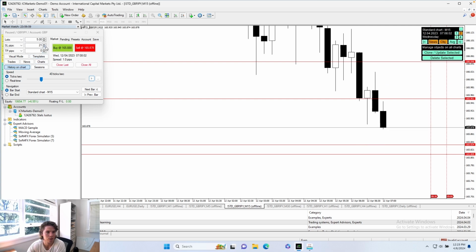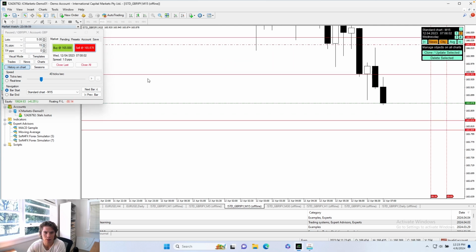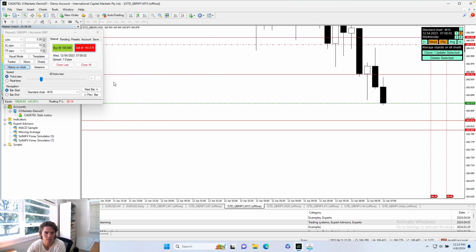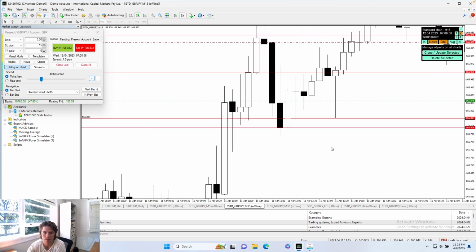Okay, so let's go 15 pip sells, stop loss above previous 15, and we just need to be aggressive here because we have these 15 levels. Okay, but we can rely on volume to hopefully push us through here. There we go. Okay. That's very, very nice.